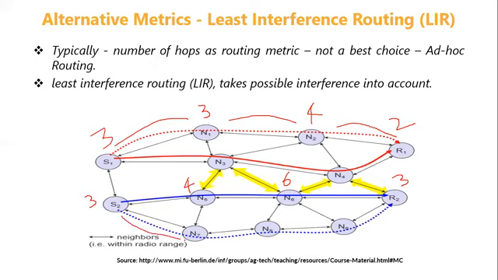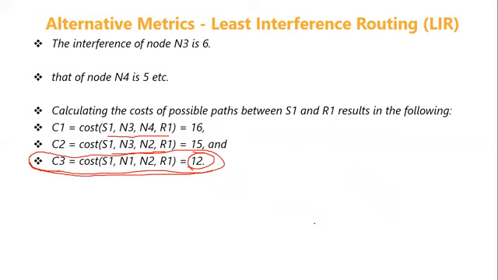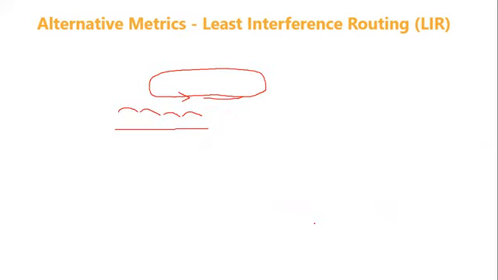Let us take this path and identify its cost. The interference value for S2 is 3. For N7 is 1, 2, 3. This is also 3. For N8 is 1, 2, 3. This is also 3. For N9 it is 1, 2, 3. This is also 3. And for R2 is 1, 2, 3. So if you add all these things, 3 plus 3, 6, 9, 12, 15. So actually this gives less interference than the previous path.